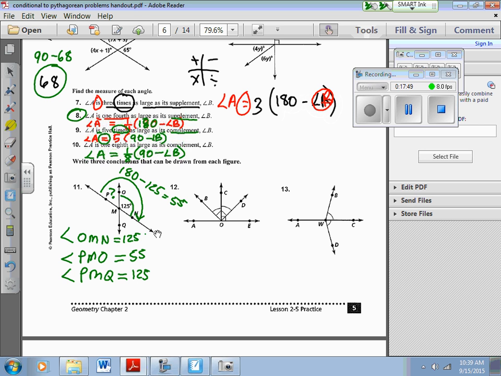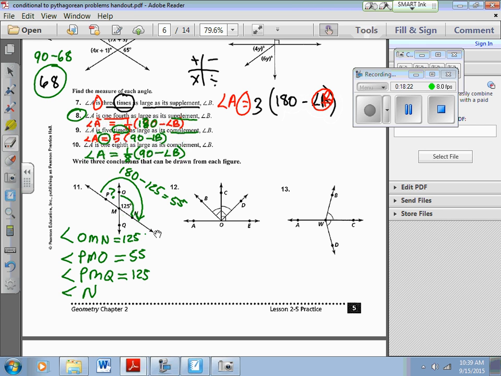You're only missing one angle now. It's the same as OMN. NMQ is how you would say it. You can't say it the other way, because if you say NQM like this, it's a different angle. So just be careful with the order of how you say the letters there.